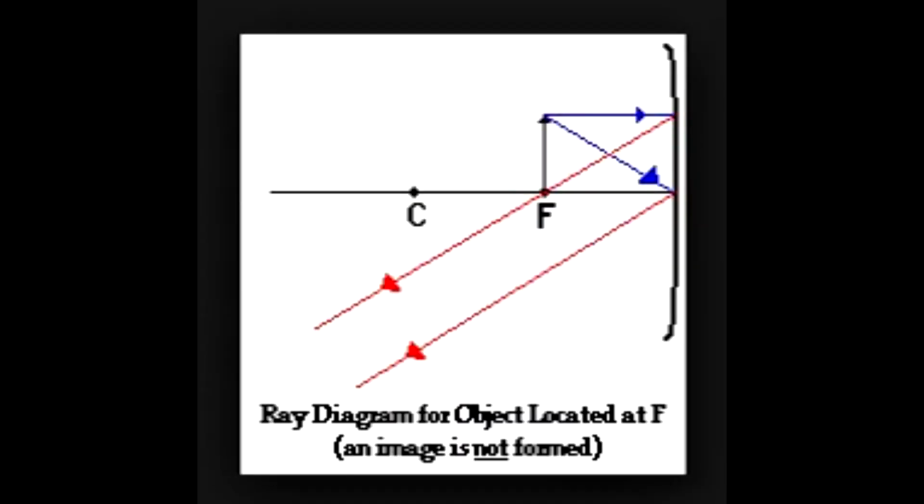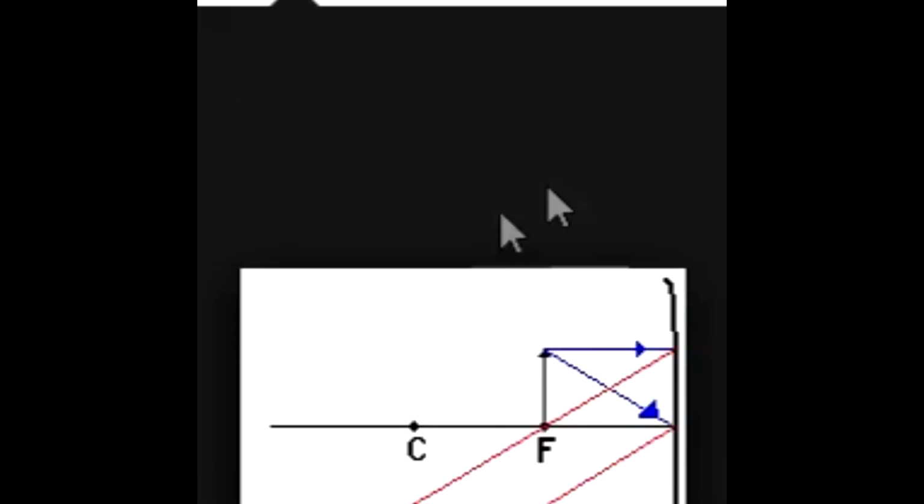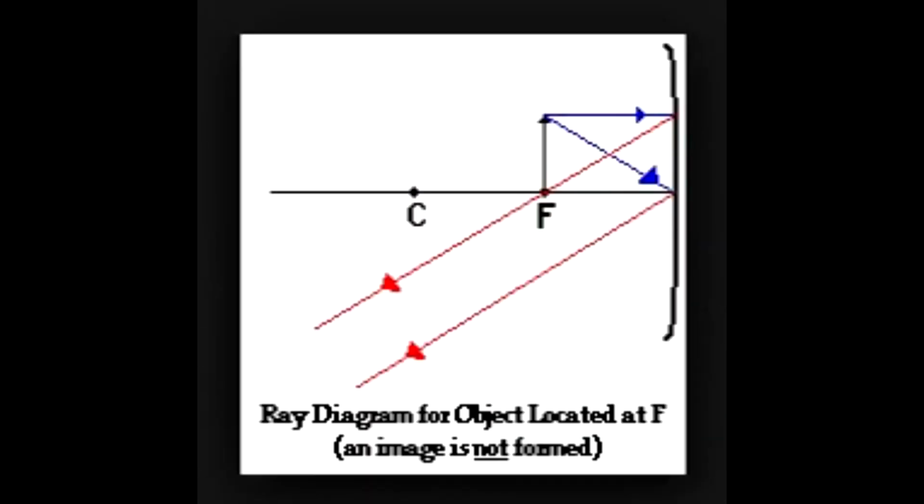And here is a ray diagram for an object located at F with a concave mirror. And what's happening is you don't form an image because the ray of light going parallel is bouncing through the focal point, and another ray of light, the way it reflects is going to be completely parallel to that line. And parallel rays, they never meet, so it doesn't form an image. Okay, I hope that makes sense.